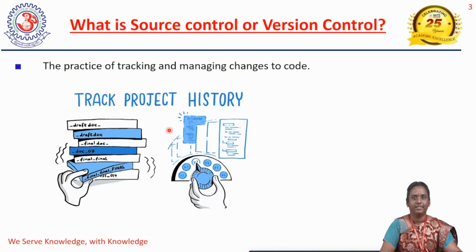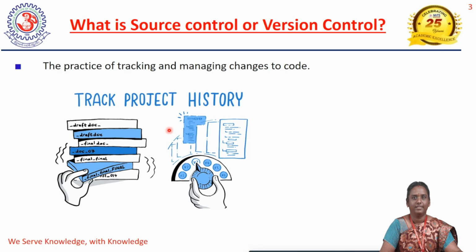So let me tell what is source control or version control. It is a practice of tracking and managing changes to the code, which means we all know that while developing a software project, only one person will not be working in a project. It involves more than one person, like developers, testers, deployers. So many members will be involved in developing the software. It may be a smaller software or bigger software, complex software. Many people will be involved in developing a software.